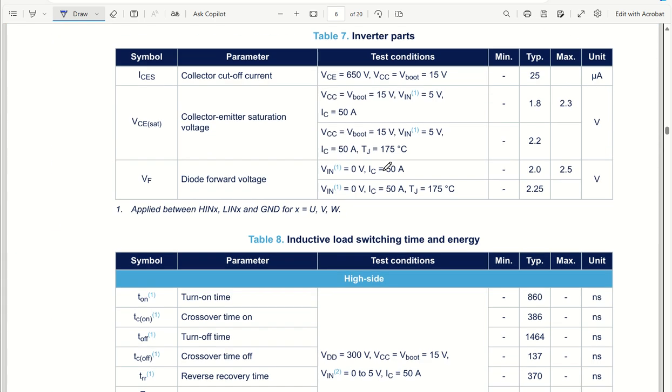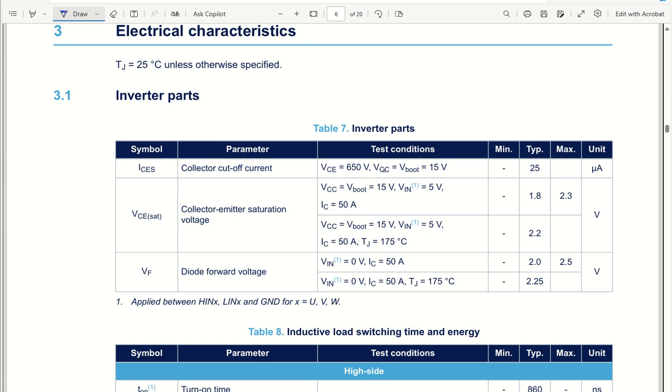Now let's talk about electrical characteristics. The one that we just discussed was the absolute maximum rating, which is not recommended. However, we have to have those parameters in mind so that our IC pins don't violate those limits at any cost.